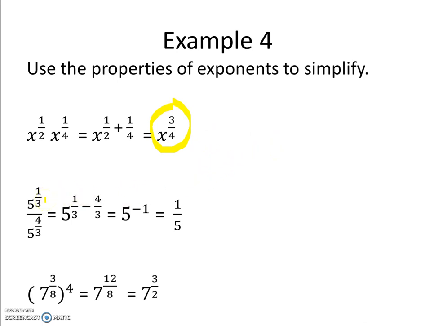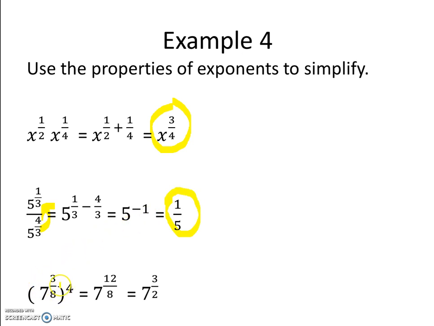5 to the 1/3 divided by 5 to the 4/3. When we bring that 5 to the 4/3 up, it becomes a negative 4/3 exponent. So now we have the root 5 raised to the 1/3 minus 4/3. 1/3 minus 4/3 is a negative 1. 5 to the negative 1 is 1/5.